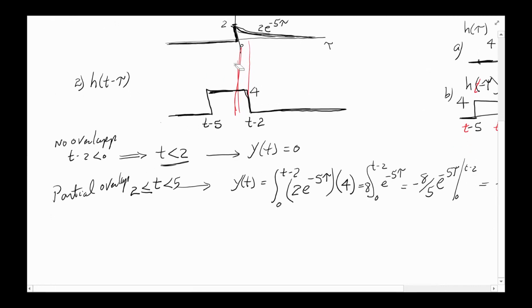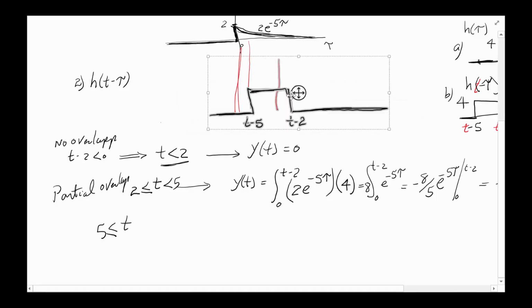Now, let's go to the next one. The next one is going to happen when t is larger or equal to 5. That means this edge has now entered. Now the whole h of t minus tau is within the other signal. So let's see if I can get this one to move a little more. For this case, what has happened is this has moved past that point. So I'm going to erase these two so you can see them. Now what's happening here is that this t minus 5 has passed the 0 point.